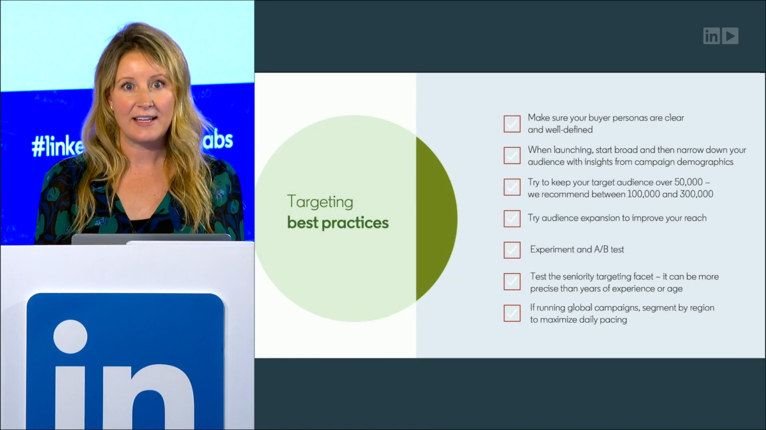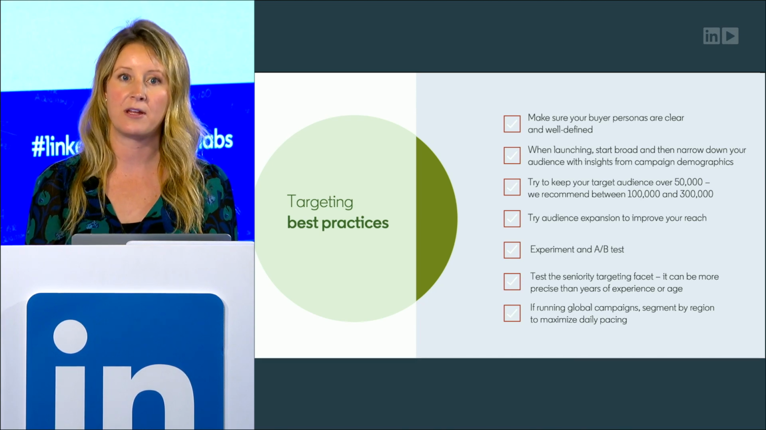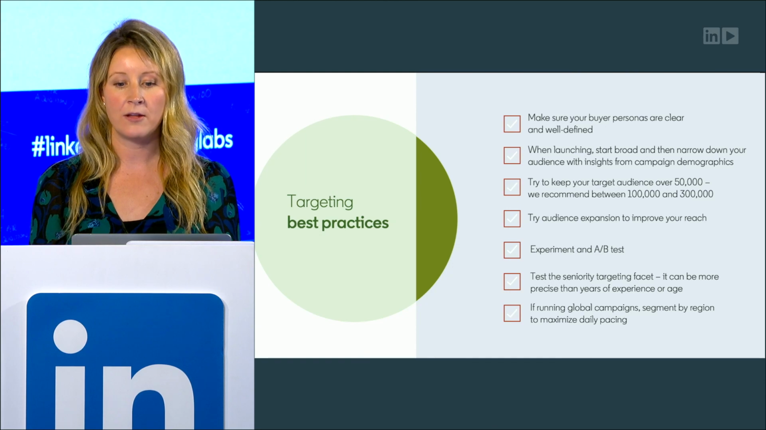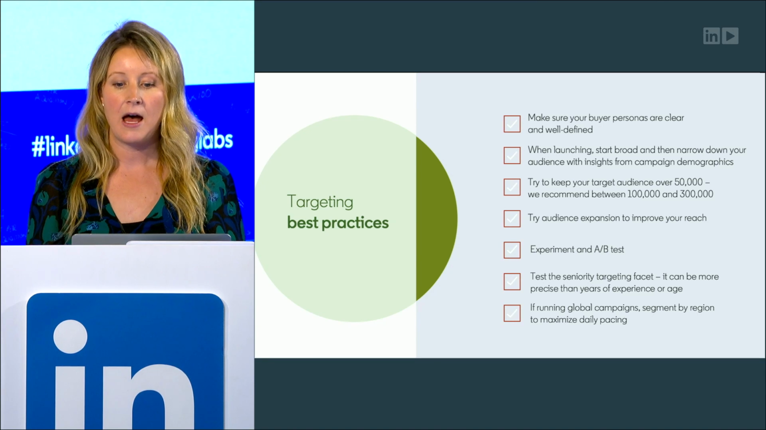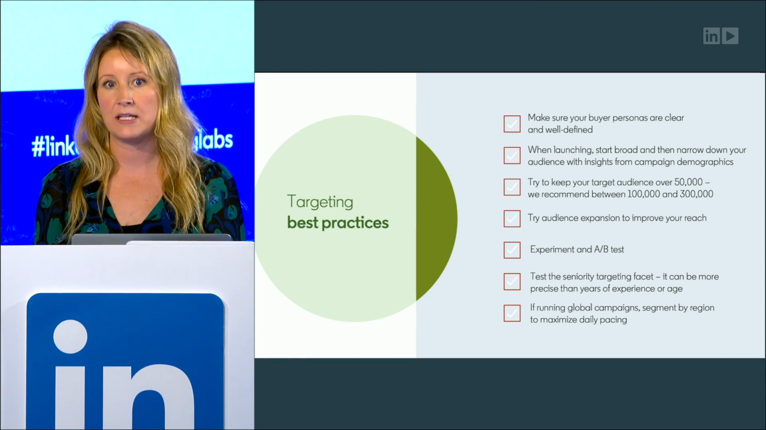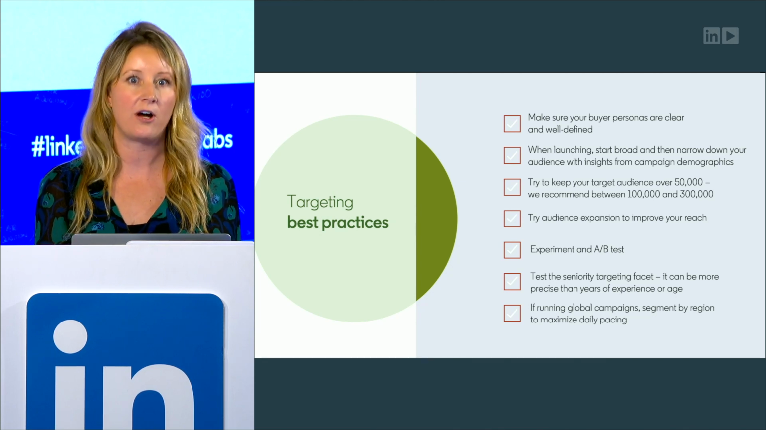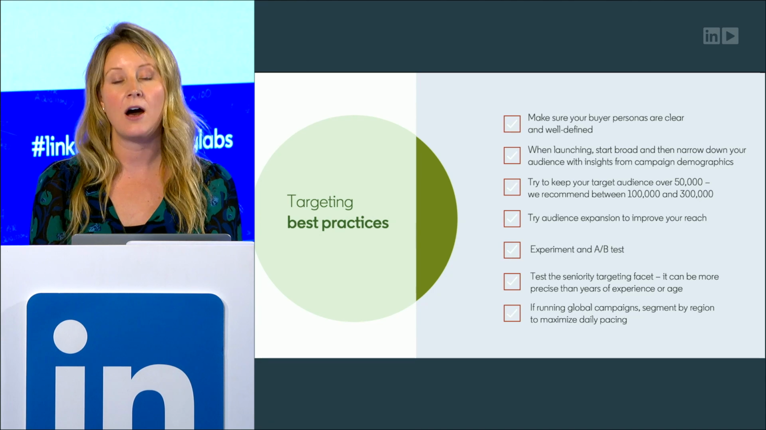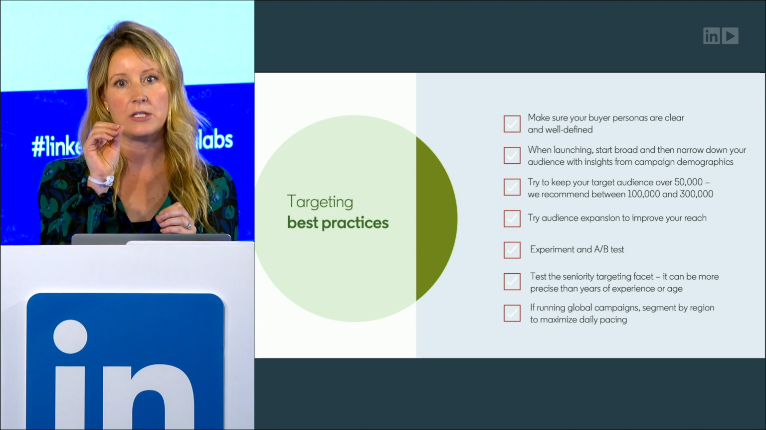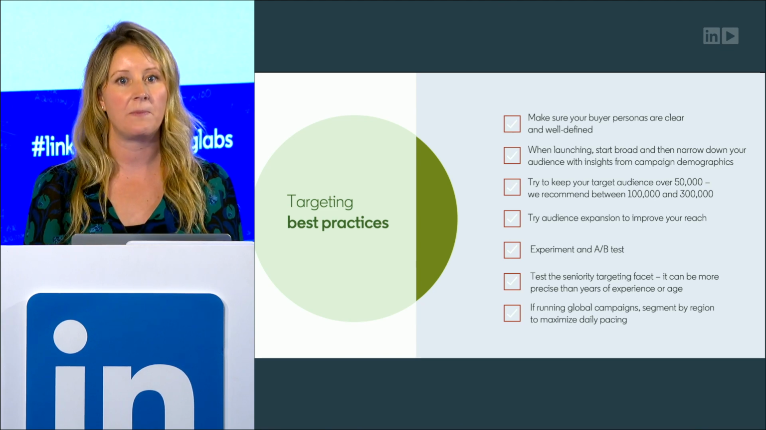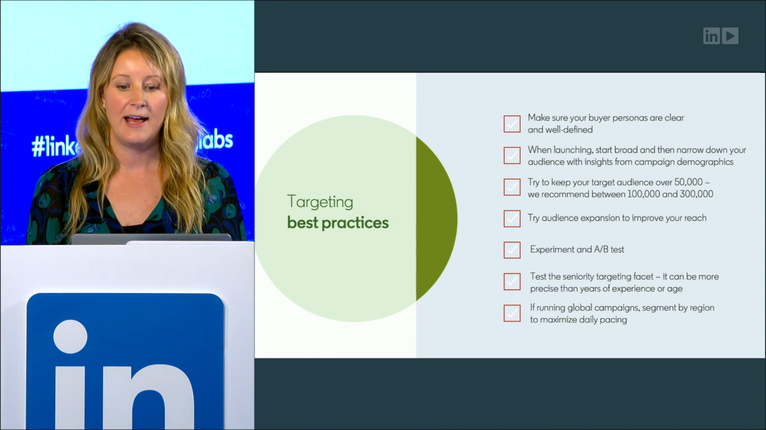So a good checklist in terms of targeting best practices is to make sure that you really understand your buyer persona, and that it's really well defined. When launching, start with a really broad audience first, and then you can narrow it down. Try to keep your audience over 50,000, but really aim for that 100 to 300,000 audience size as a sweet spot on LinkedIn. Try audience expansion if you want to improve your reach. That is a feature that you just need to tick the box when setting up a campaign, and it will find more people similar to your current target audience.